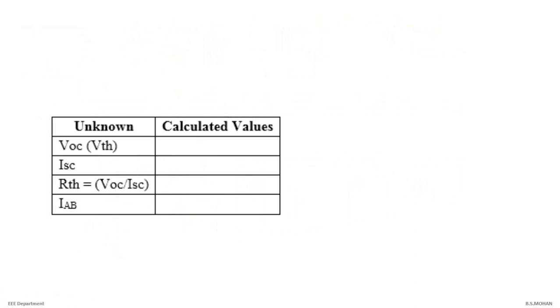So we have seen here the value of VTH or VOC was 75, the value of ISC was 2 ampere, the value of resistance was 37.5, and the value of current was 1.57 approximately.